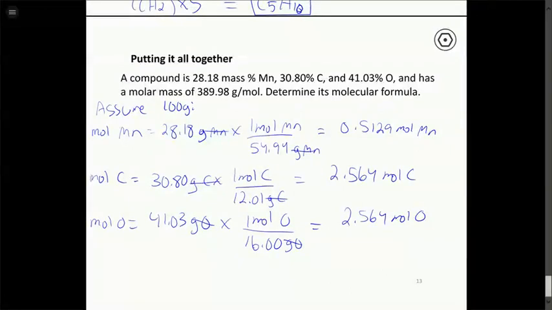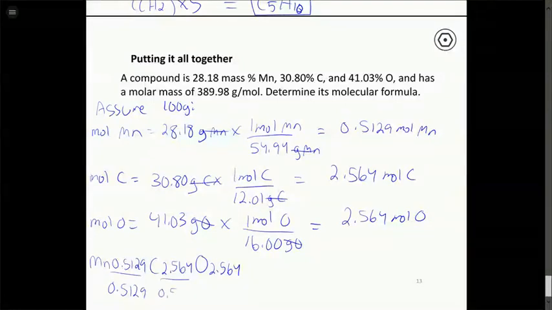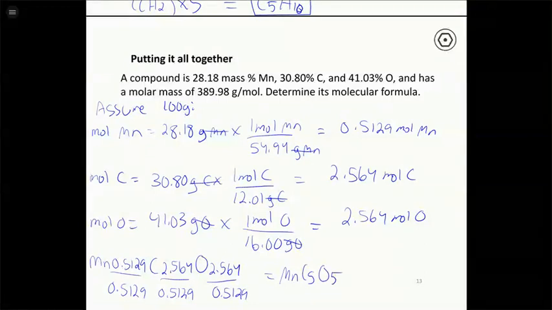Alright, so with this information, we can now finish the empirical formula. The empirical formula is going to be Mn 0.05129, carbon 2.564, oxygen 2.564. Those molar amounts become the subscripts, and then we divide by the smallest one. 0.05129 is the smallest, we divide all of them by that. And so the empirical formula for this compound is MnC5O5. This divides by itself to give 1, and then these two divide to give 50, so we get MnC5O5. Same exact set of steps, converting mass percents into moles.